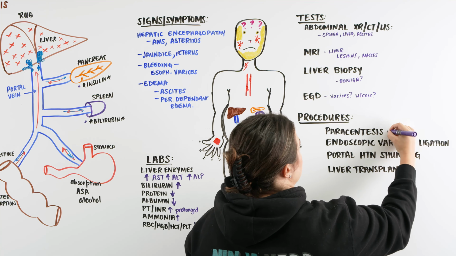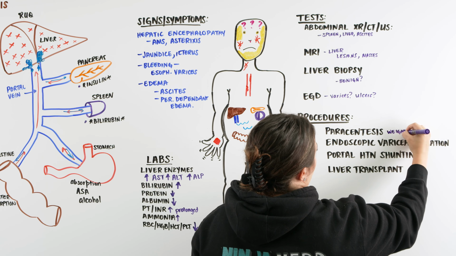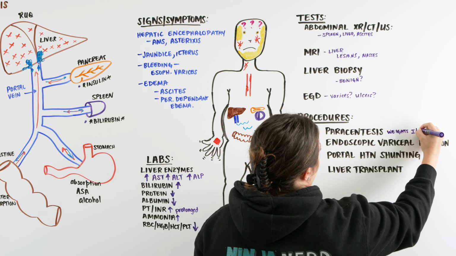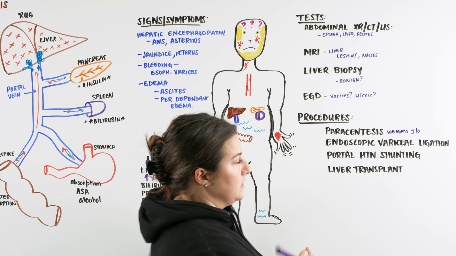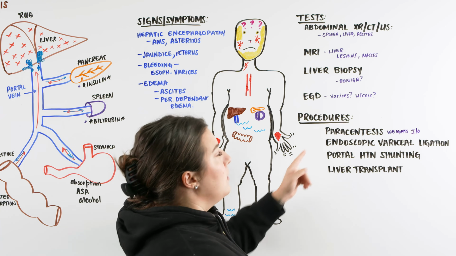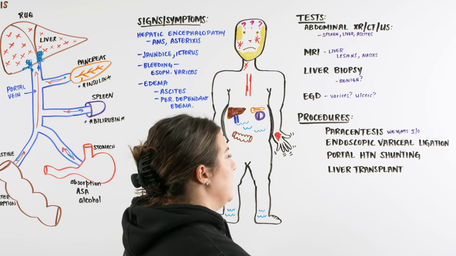So one of the big things is weights. We want to make sure we are weighing our patient. We're measuring the fluids. So you want to think I and O, right? Because we're going to be taking this fluid, the ascites, basically the fluid in the abdomen, out. They're going to be testing it because this can spontaneously get infected. So we want to keep an eye on that as well.